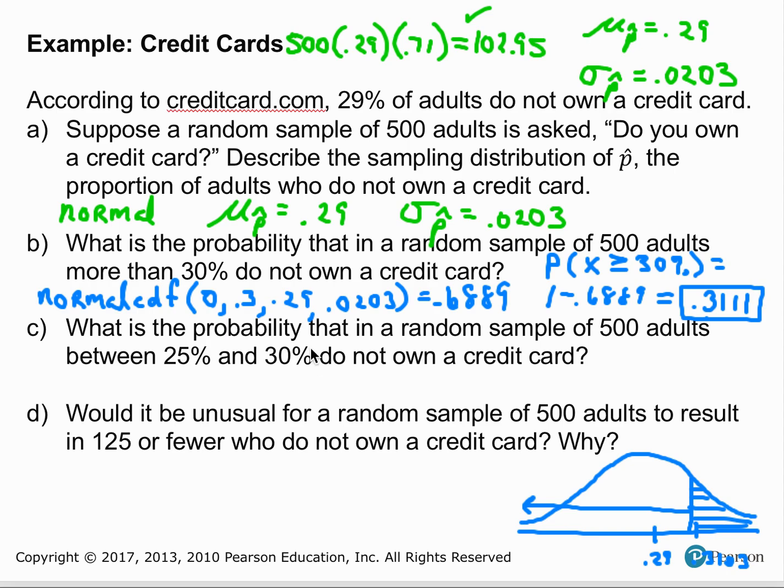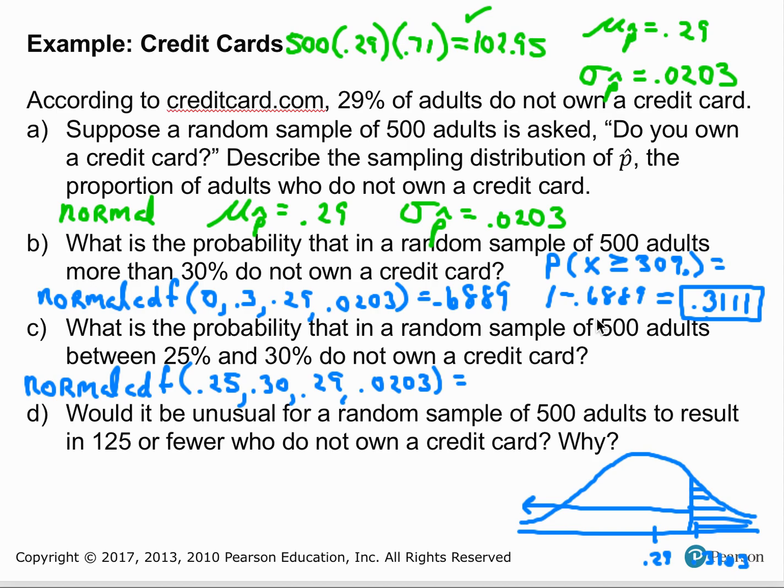Okay, what's the probability that in a random sample of 500 adults, between 25 and 30% do not own a credit card? So it's the same thing, except we've got a lower bound this time. So put 0.25. I can just hit second enter. I'm going to do it twice because I did this in my calculator too, but if I hit second enter, I don't have to go in and re-enter the whole thing and go to second vars. However is more comfortable for you.